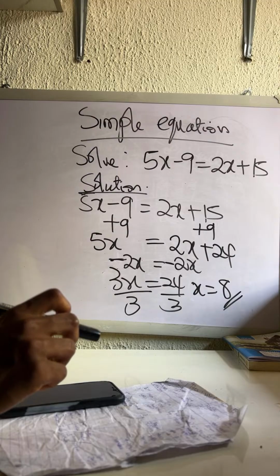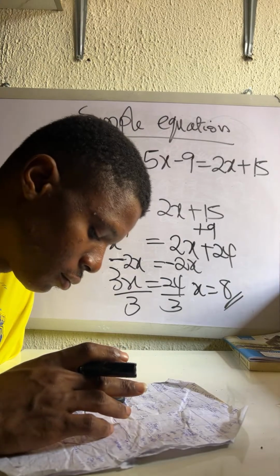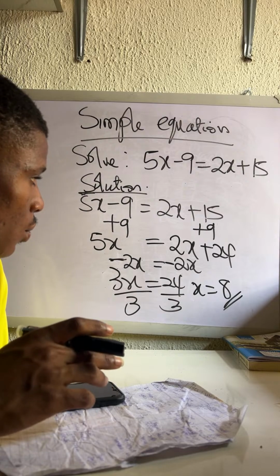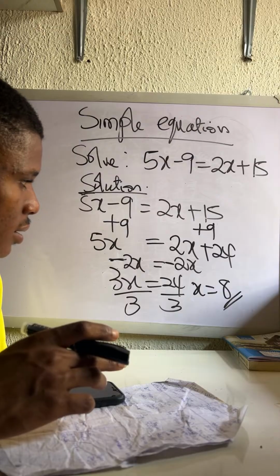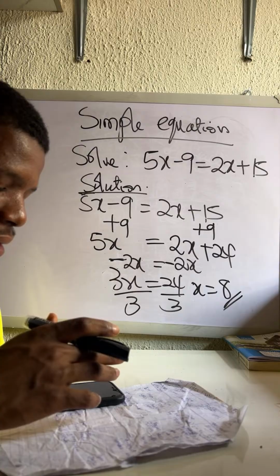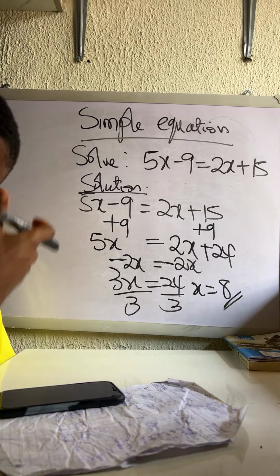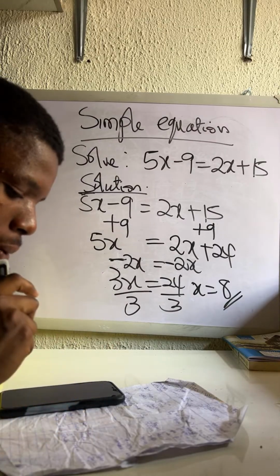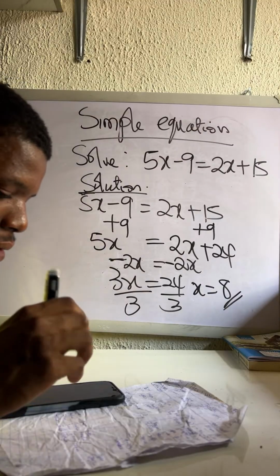This is how to solve. You see, first thing we did, we added 9 to both sides just to collect like terms. After adding 9 to both sides, we notice that minus 9 plus 9 is 0, so 9 is out. So the next thing we have is 2x plus 24. On having that, you can now see we subtracted 2x from both sides.